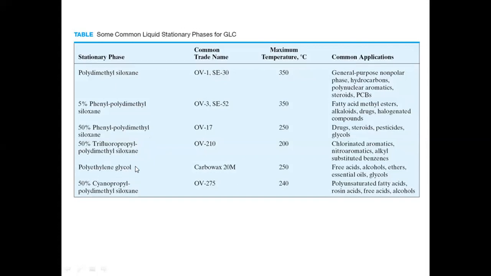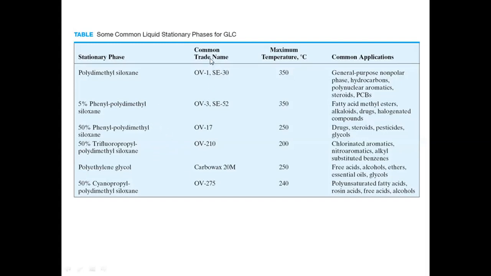Out of the 6, polyethylene glycol does not belong to the silica group. This is the most polar stationary phase. Ethylene glycol is highly polar, and even polyethylene glycol is also going to be highly polar. All these stationary phases are liquid, and these liquid stationary phases are used in GLC, as you do remember.